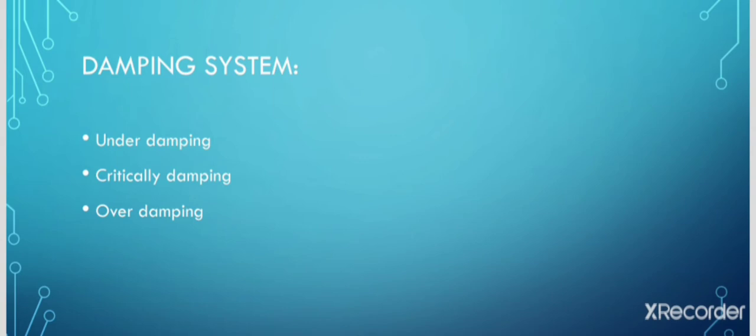Due to this oscillation, based on the degree of damping of the moving system, the damping system is classified into three types: under damping, critically damping and over damping.